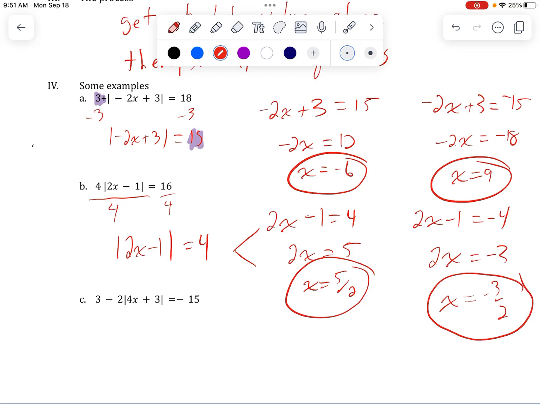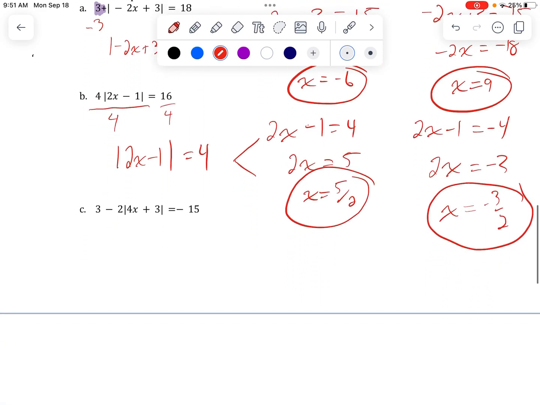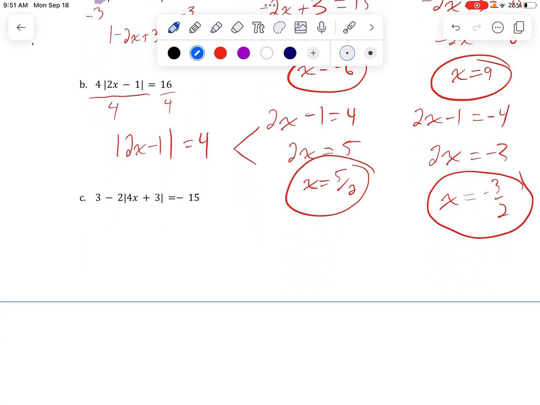Okay? C is a much more challenging example. You've got to get rid of both that 3 and that negative 2 first. Let's see if you can figure that one out on your own, and then we'll go through it. All right, so to get rid of those two numbers, what you needed to do is subtract 3 first. That's going to leave you with a negative 2 times the absolute value of 4x plus 3 equals negative 18. Then you're going to divide everything by negative 2. That gets you the absolute value of 4x plus 3 equals 9.